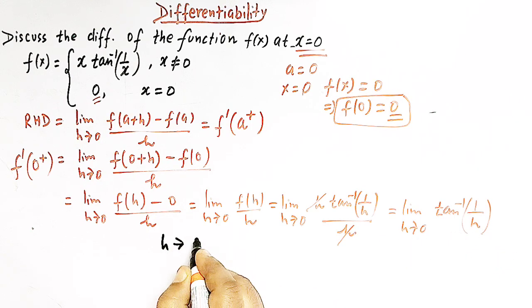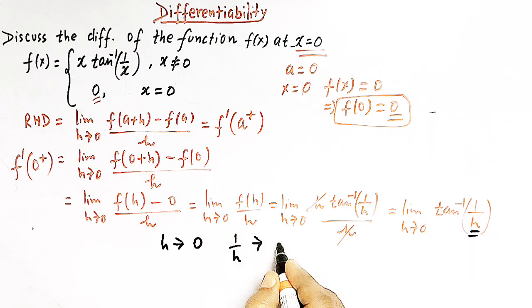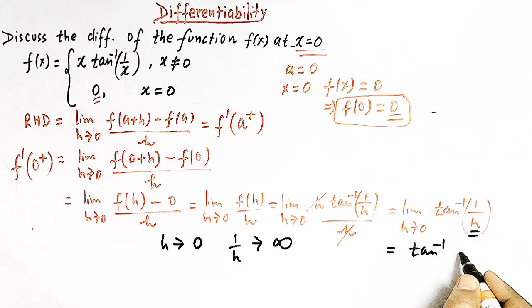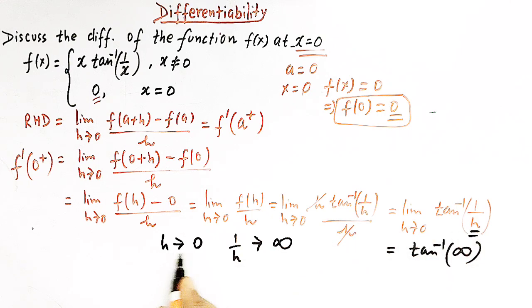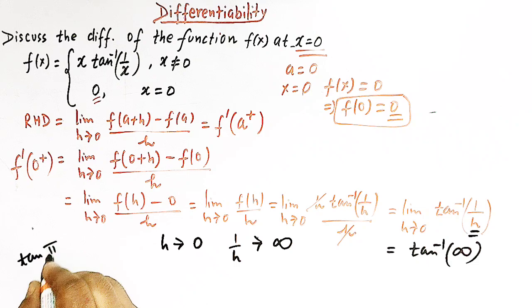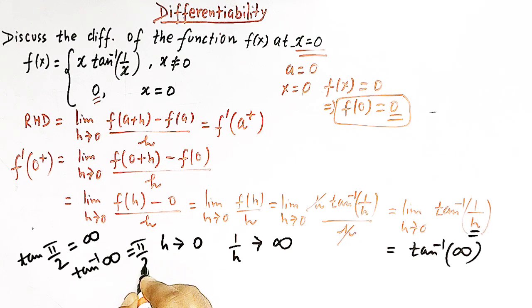So when h tends to 0, then 1 over h tends to infinity. So here this limit is now equal to tan inverse infinity, because when h tends to 0, 1 over h tends to infinity. And we know that tan of pi by 2 is not defined, that is infinity. So we can now replace tan inverse infinity by pi by 2. So here we have pi over 2.